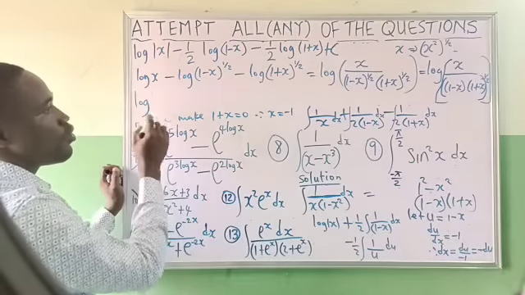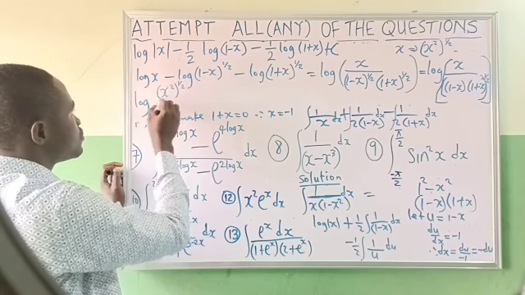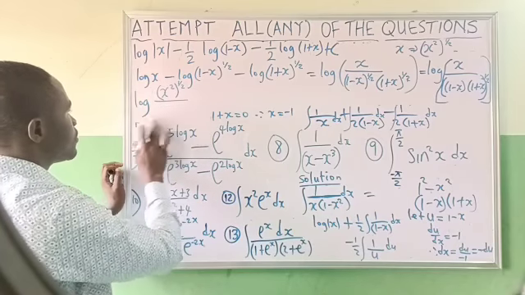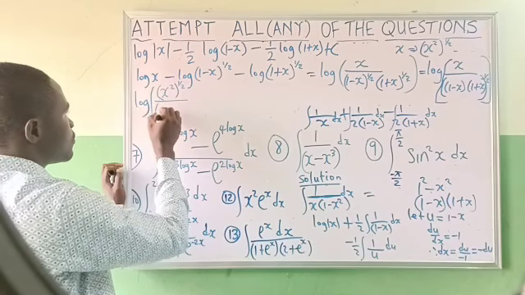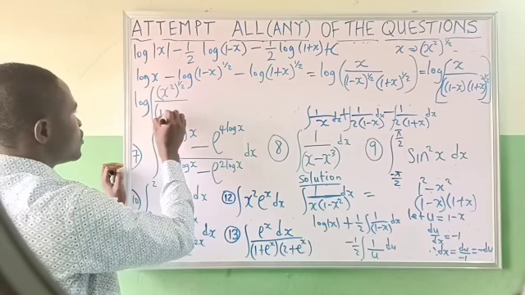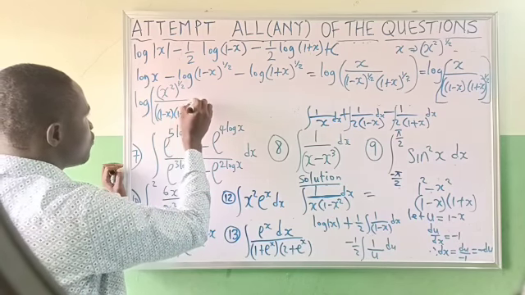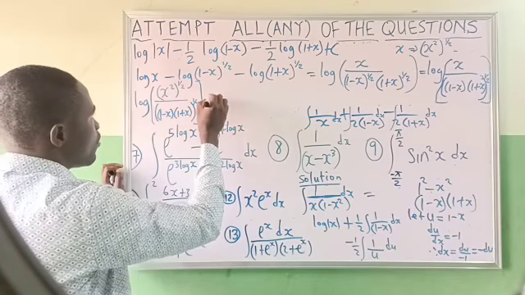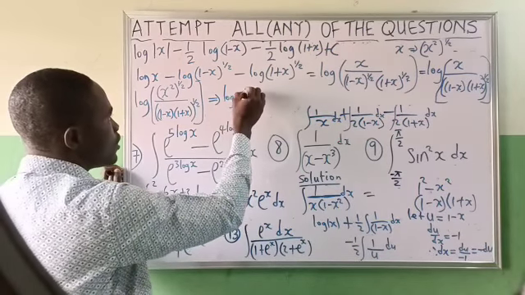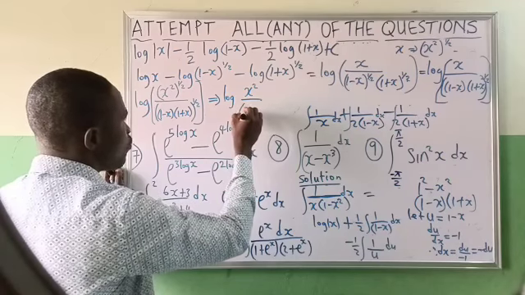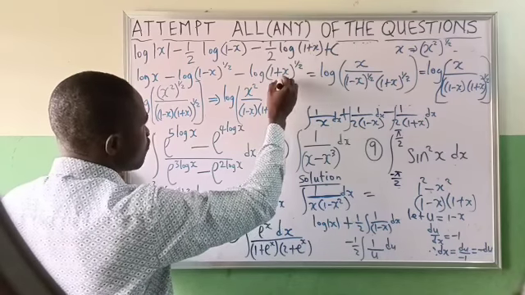So repackaging, we will be having our answer to be x squared raised to the power 1 over 2 all over 1 minus x bracket 1 plus x all raised to the power 1 over 2, equals to, both of them have power 1 over 2, equal to log x squared all over 1 minus x, 1 plus x everything raised to the power of 1 over 2.